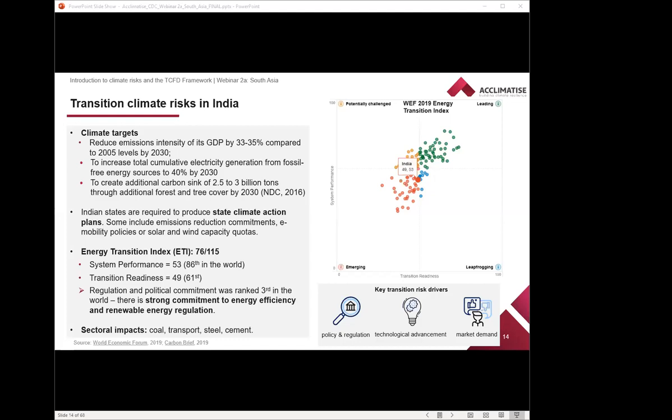So with India, we can see that it's technically still within the emerging group, which is the bottom left quadrant of the graph, but it is quite close to the leapfrogging group on the right. And this shows perhaps more transition risk than others in the emerging group. A key part of India's overall ETI score was the regulation and political commitment seen in the country, and the ETI flags that there's a particularly strong commitment to energy efficiency and renewable energy regulation in India, and which is essentially making it ready for the transition. Next slide, please.